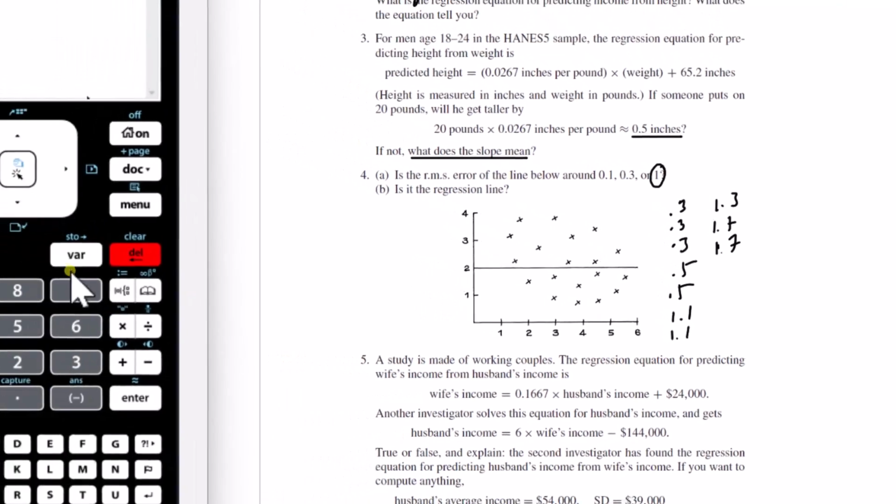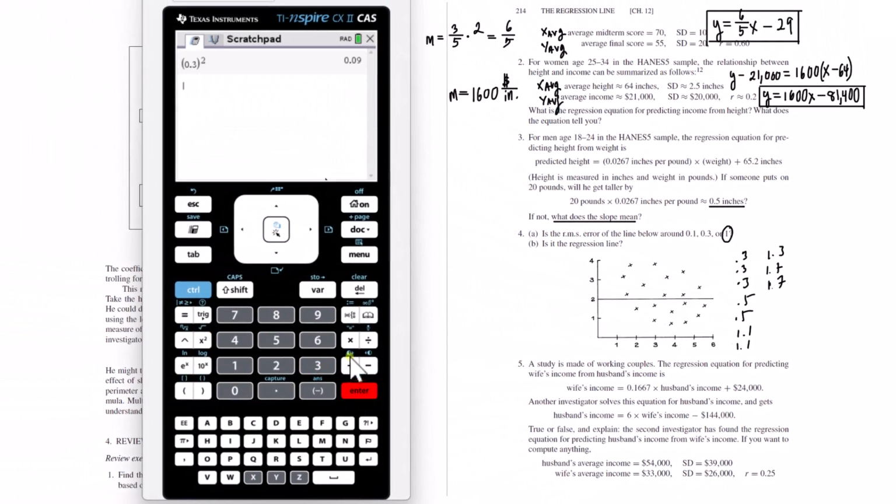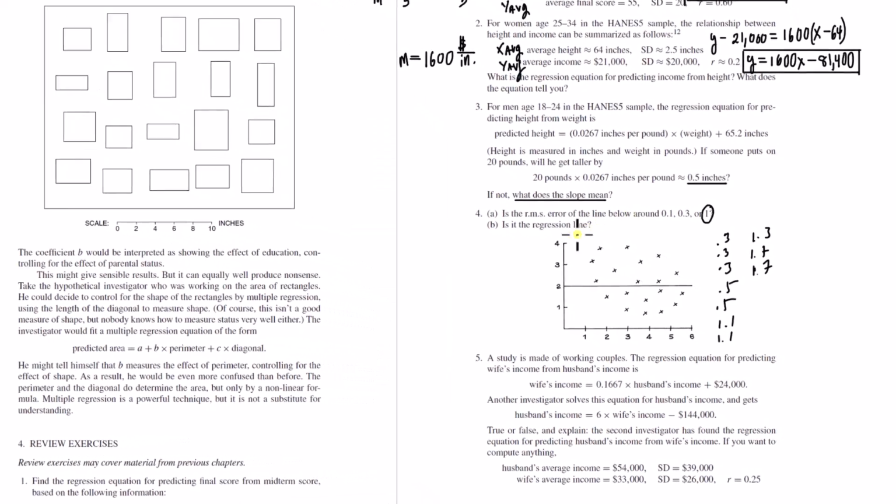So 0.3 squared times 3 plus 0.5 squared times 2, plus 2 times 1.1 squared plus 1.3 squared plus 2 times 1.7 squared. Divide that by 1, 2, 3, 4, 5, 6, 7, 8, 9, 10. And then take the square root. Yeah, it's 1. I don't know what that answer key is talking about.